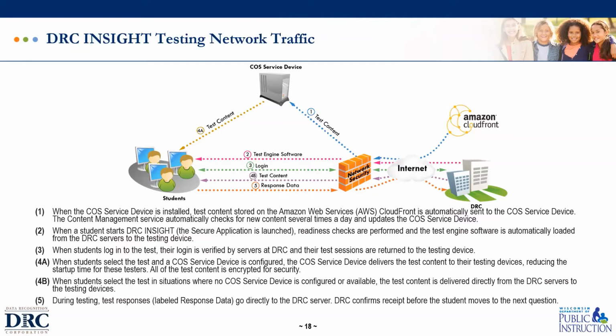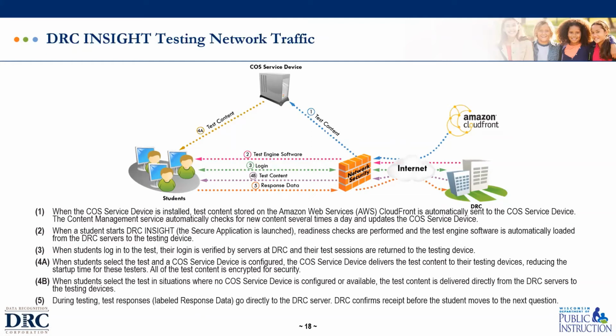Once the student selects that test, then we download the entire set of content for the Wisconsin Forward exam down to the testing device. And that can be, based on the test, between 2 to 5 meg. Ideally, again, that's coming from the COS service device. If for whatever reason that's not there or you don't have it configured, that will come from DRC over the internet and then over your wide and local area networks.